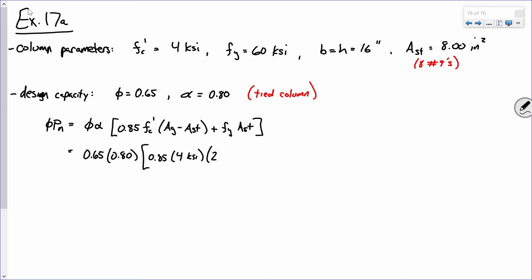You went to an engineering class and you didn't bring a calculator. I'm getting ahead of myself. 256. So again, remember the idea is we calculate 0.85 f'c times the area of the concrete. The area of the concrete is not 16 times 16. It's 16 times 16 minus the steel in there, because the column is 16 by 16, but 8 square inches of that is taken up by rebar. So we subtract that out.